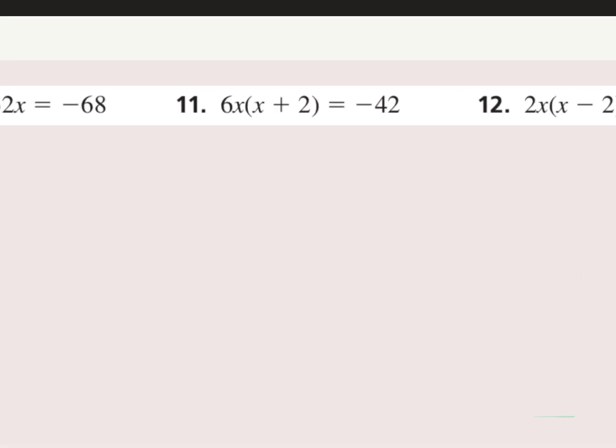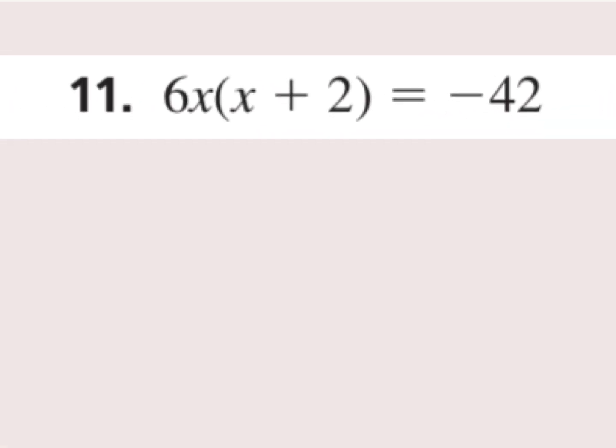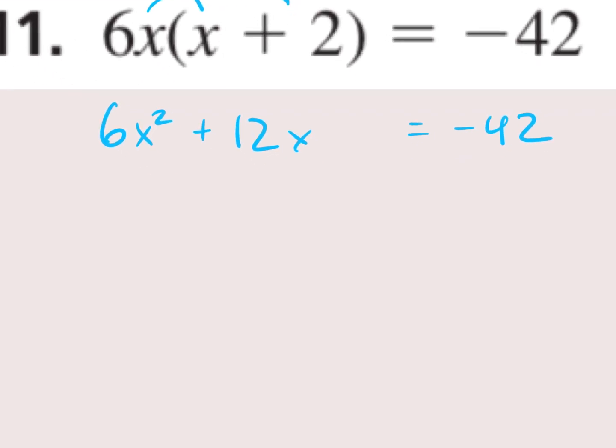All right, let's take a look at 11. So 11, we're going to do the same thing. It just looks a little different to start. Any suggestions on what I should do first? I can distribute. Let's distribute the 6x. So I have 6x² + 12x is equal to negative 42. What should I do next? Let's take out a GCF. So I'm going to divide everything by 6.